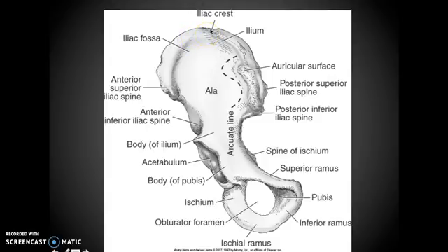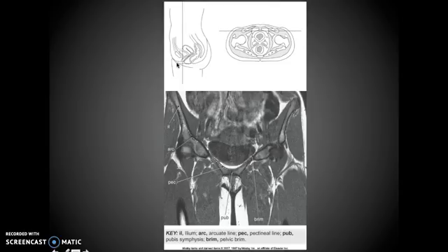So looking at a different angle here, we have your iliac crest with your ilium, arcuate surface right here, your posterior superior iliac spine with your posterior inferior iliac spine, your spine of your ischium, superior ramus, pubis, inferior ramus, ischial ramus, obturator foramen, ischium, body of the pubis, acetabulum, body of the ilium, anterior inferior iliac spine, and anterior superior iliac spine with your iliac fossa. Remember all this? All right, so all that should be reviewed.